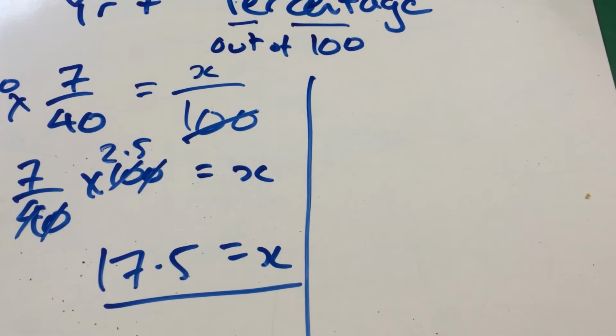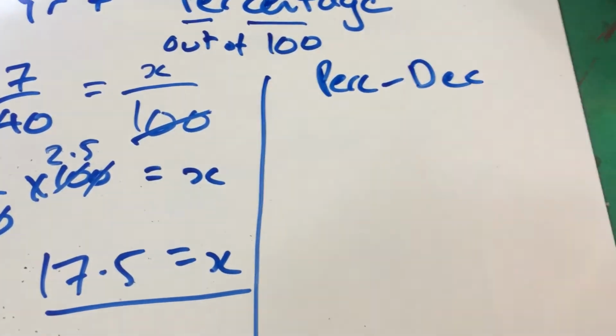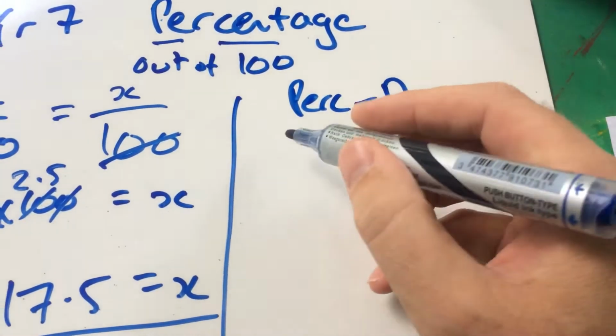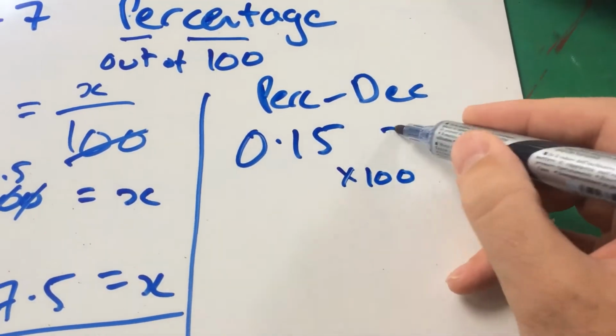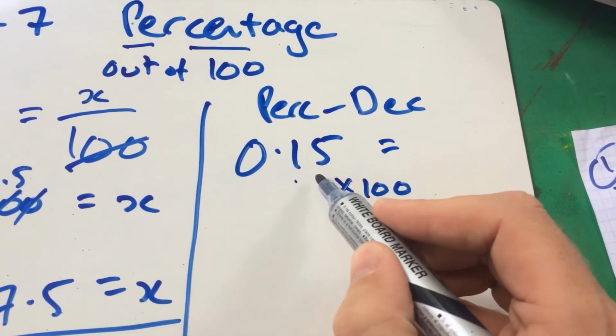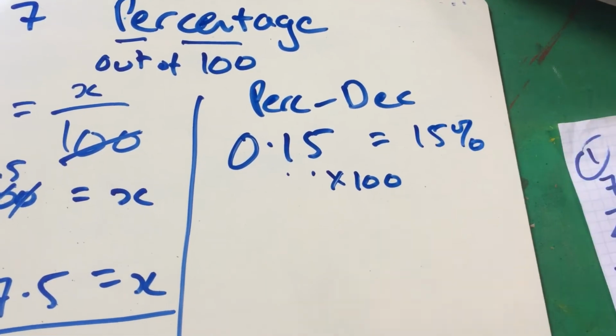Okay. Another idea you might want to do is convert percentages and decimals. Say, for instance, you have 0.15. The easiest thing to do there is multiply it by 100, because that is in the tens and that's in the hundreds. So it's times by 100, it's 15%.